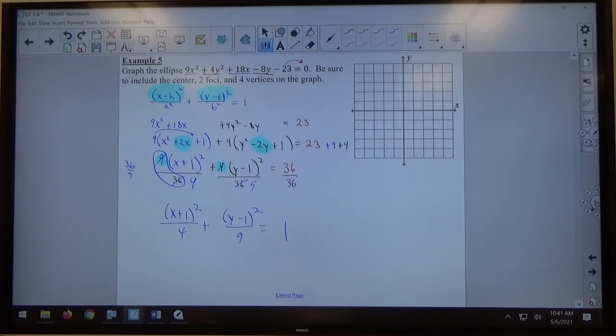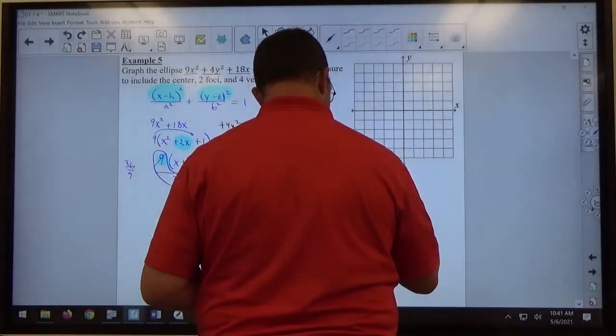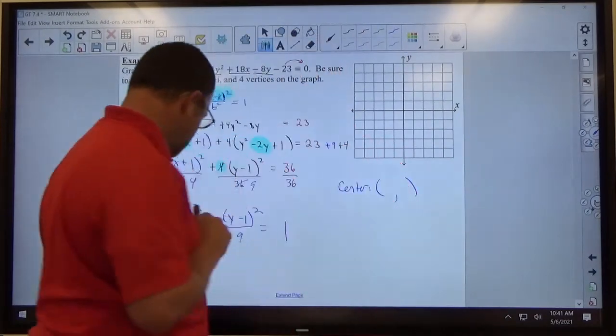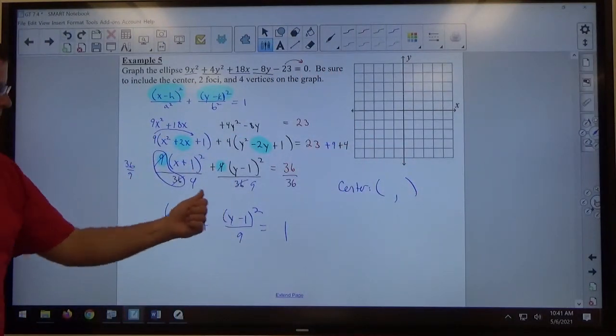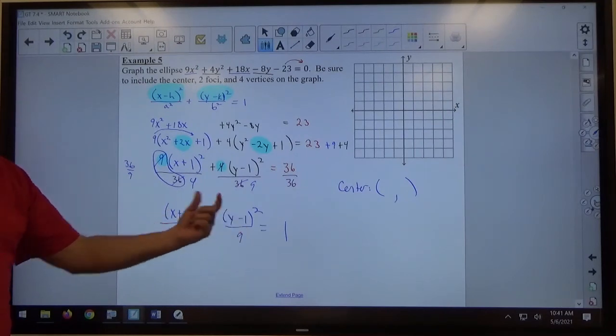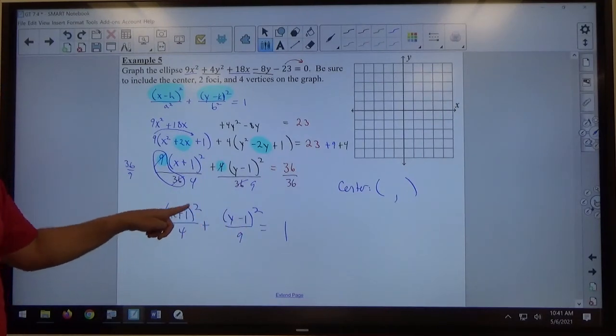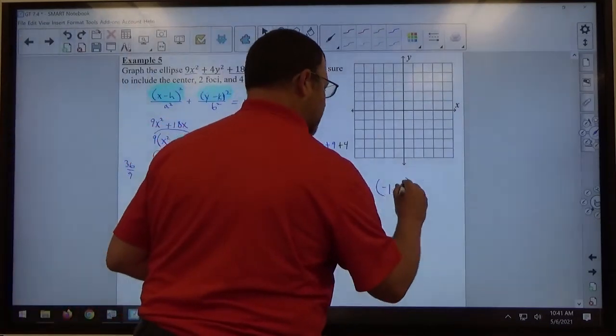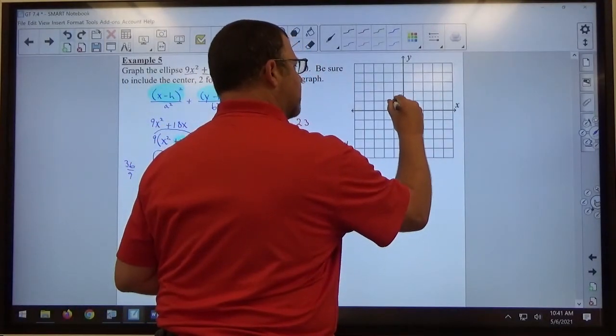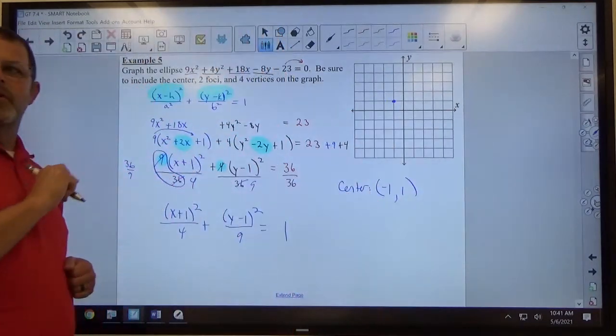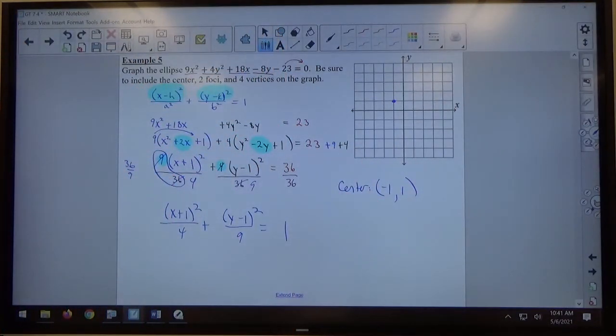Okay, once we have standard form, now it's the problems we had from day 2. We want to find the center, figure out the values of a, b, and c, plot the 7 points, and connect the 4 vertices. So, what is the center of this ellipse? Negative 1, positive 1. H is always with x, k is always with y, but they're also the wrong signs every time. So, negative 1, comma positive 1 is the center. So, negative 1, positive 1 is my center. I'm going to plot that point. From this point forward, everything we're going to graph is going to be off of the center.